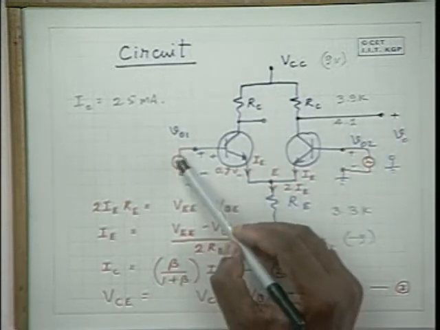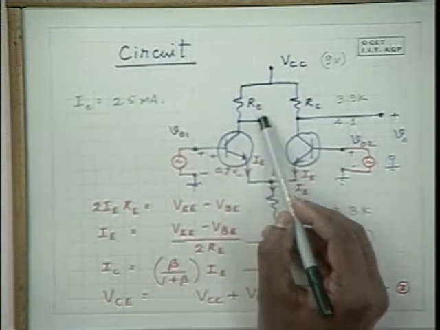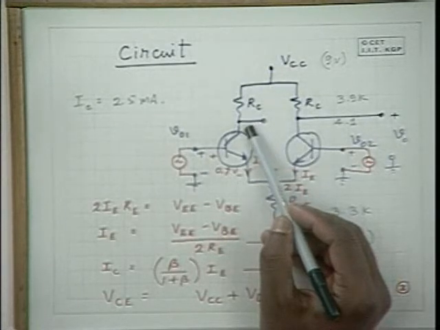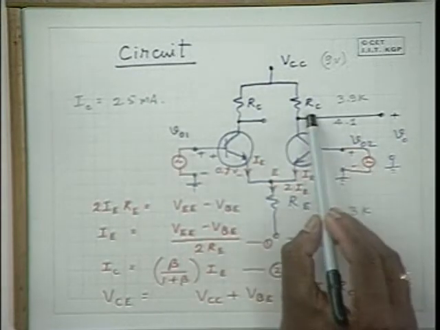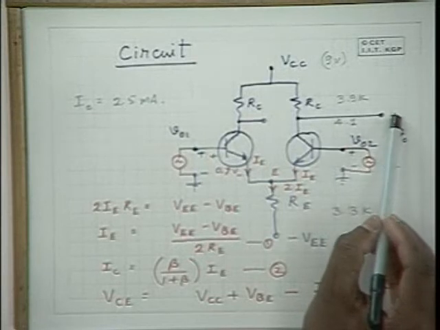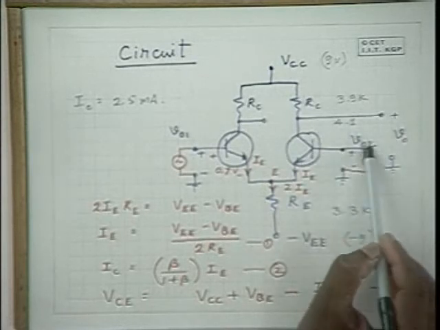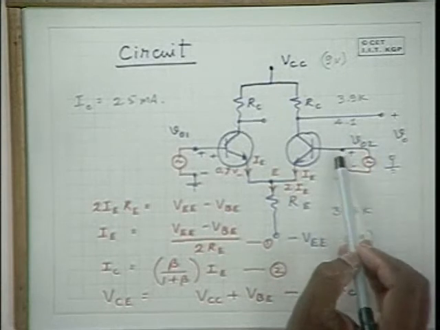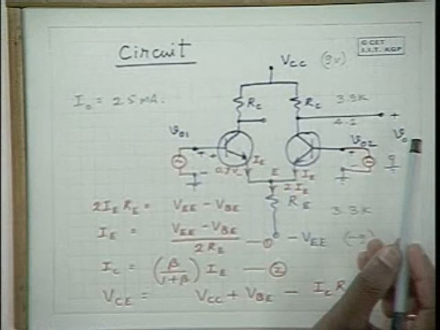On the other hand, with this as the input and this as the output, you will have negative gain, as we have discussed in the common emitter amplifier earlier. For a voltage applied here, at this terminal it has a positive gain, and at this terminal it is a negative gain. Similarly, for a signal applied here, this has a negative gain, and at this point you have a positive gain. It works like a differential amplifier.